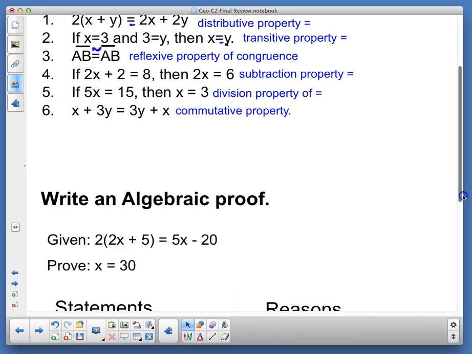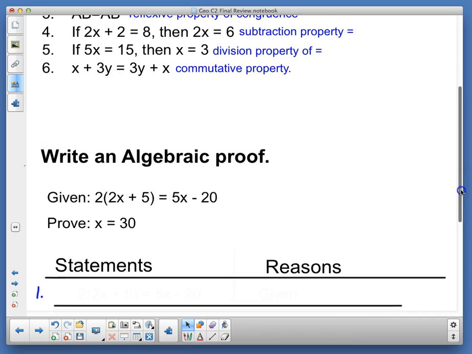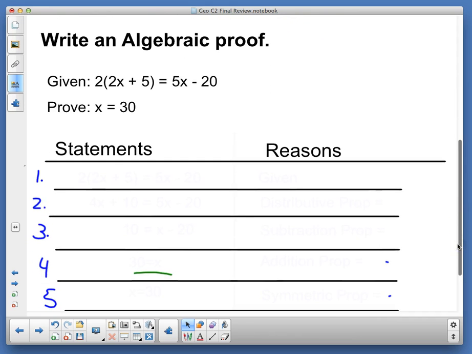Now, how do I do algebraic proofs? Remember, an algebraic proof is just you telling or describing what you're doing on each step. You're just describing what the result is. You find a result and tell, hey, this is what I did. So I always start with the given. And the first thing I'm going to do is get rid of the parentheses. They're gone first.